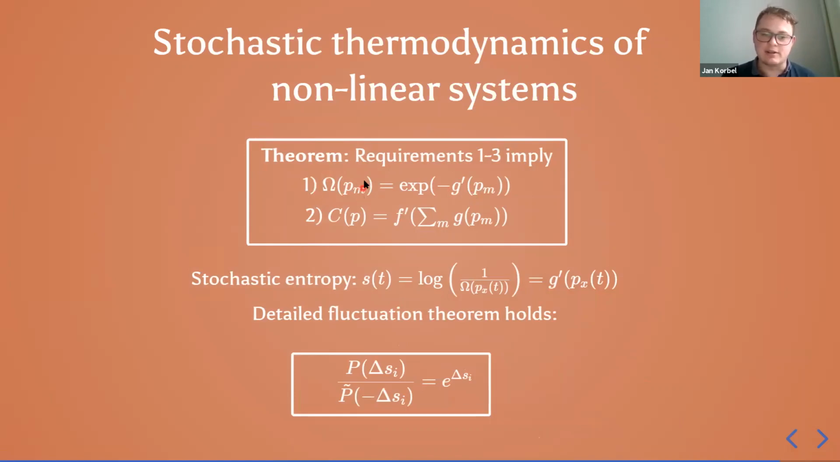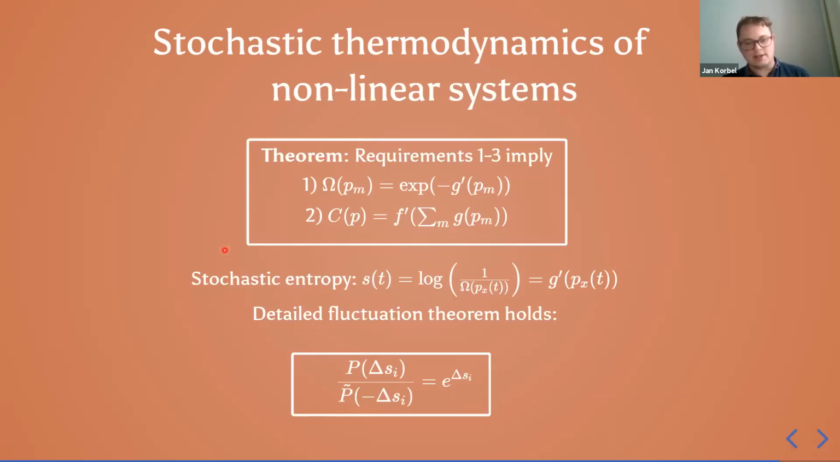And we found out that the omega must be like this and the Cp must be like this. Basically, for nonlinear systems, you cannot use the Shannon entropy functional, but you have to use some other entropy functional such that the laws of thermodynamics, like the second law, still hold.